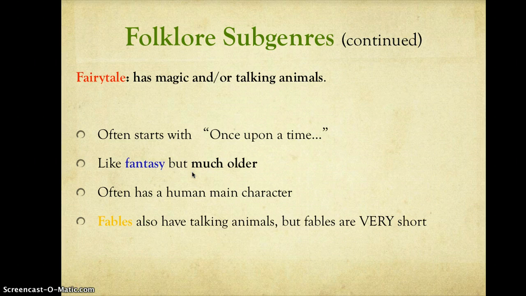Fairy tales have magic and/or talking animals. So oftentimes fairy tales start with once upon a time. It's like fantasy, but it's much older. It goes way back to our oral tradition. Often has a human as a main character, and fables typically have talking animals, but fables are very short. So that's how fables are different than fairy tales.